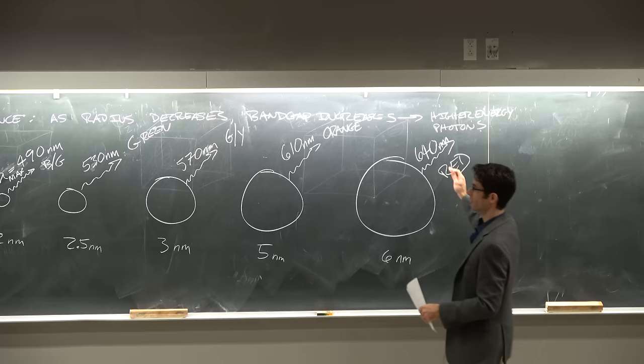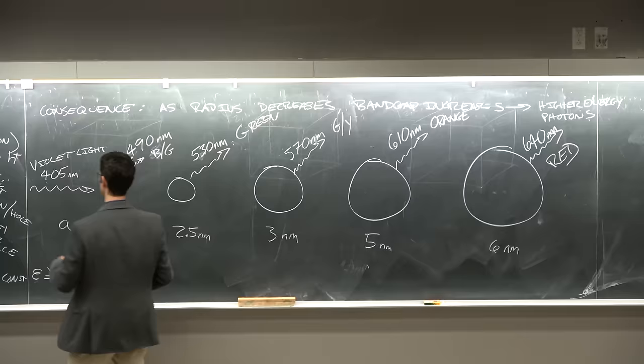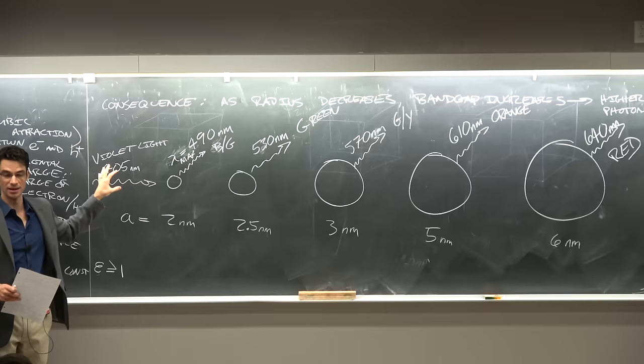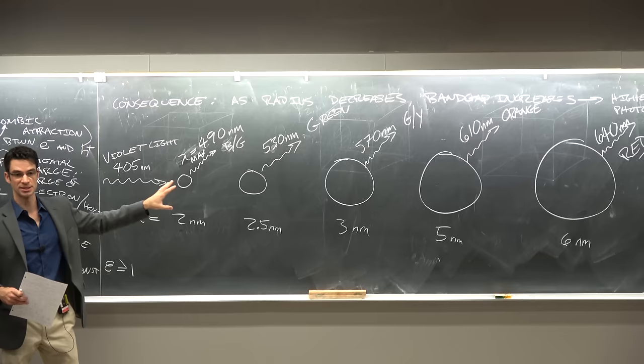And these are the fluorescent wavelengths. So they will all absorb higher energy, lower wavelength light, but they will emit fluorescent photons of decreasing energy with increasing size.